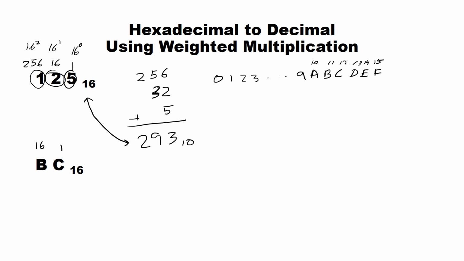All right, so let's go back to my BC here. Now a B in the 16s place is really 11. So that means I have 11 times 16. 11 times 16 is 176. So this B right here is 176. And then I have a C in the ones place. Well, a C is a 12. Okay, so 12 times 1 is 12. So I have 176 plus 12 is 188 in base 10. So BC is 188 in base 10.